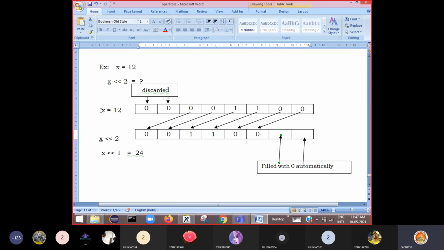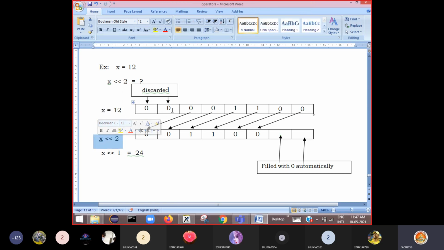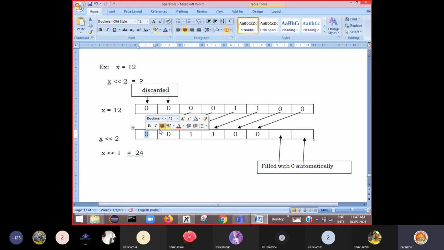Now see here, when I move 2 bits towards left here. Okay, so leftmost 2 bits will be thrown out because there is no space to move for them. Okay, so they will simply be discarded. Discarded means they will be thrown out. Okay, then this third bit will come to the first bit position, and then fourth bit will come to the second bit position. Like this, all the bits will move towards left 2 bit positions.